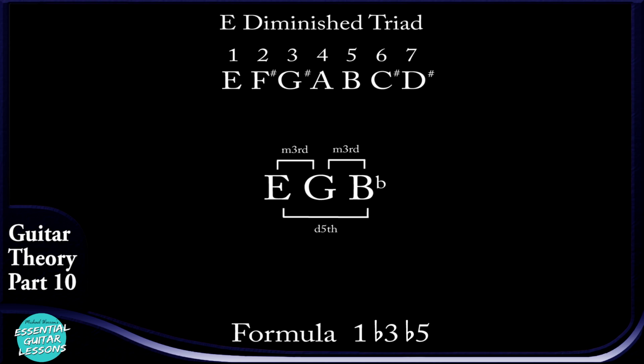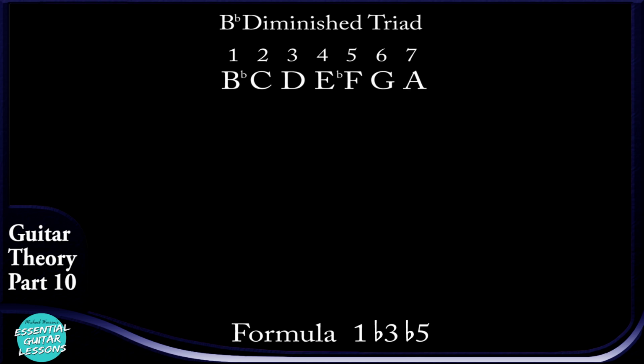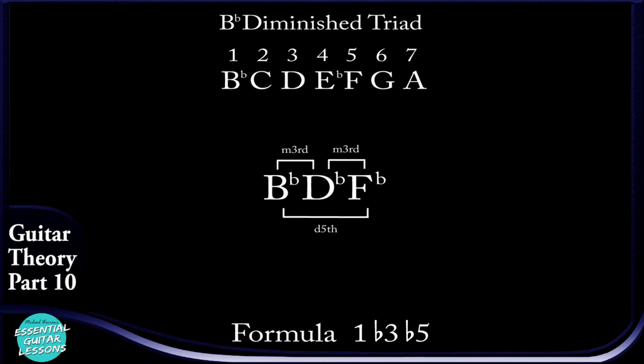Let's do our B flat diminished triad. Bring up your B flat major scale, take the first note, B flat, third note, flatten it, so we have D flat. Now the fifth note, flatten that, we have F flat, so we have B flat, D flat and F flat. And our intervals stay the same. B flat to D flat is a minor third, D flat to F flat is a minor third, and B flat to F flat is a diminished fifth. So that's our diminished triad. Again, pretty easy. Use 1, flat 3, flat 5.